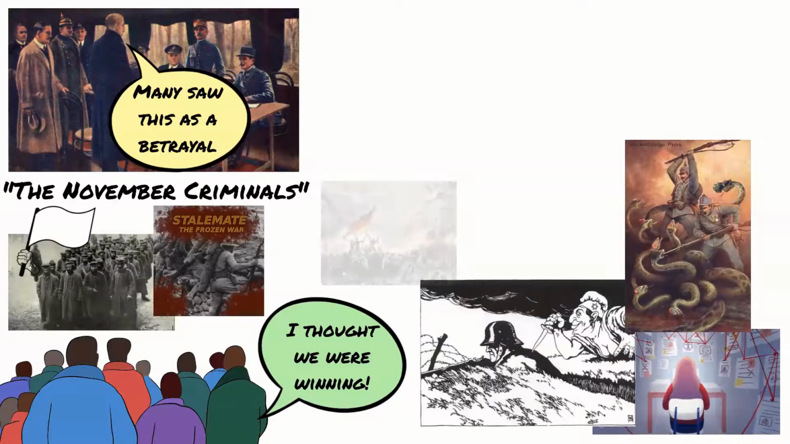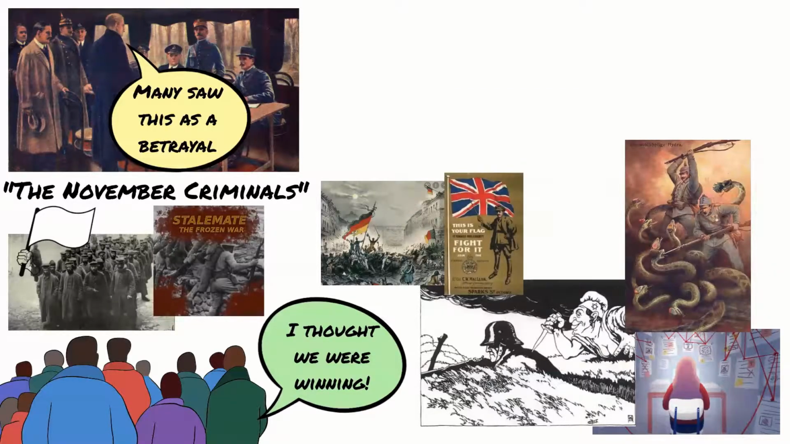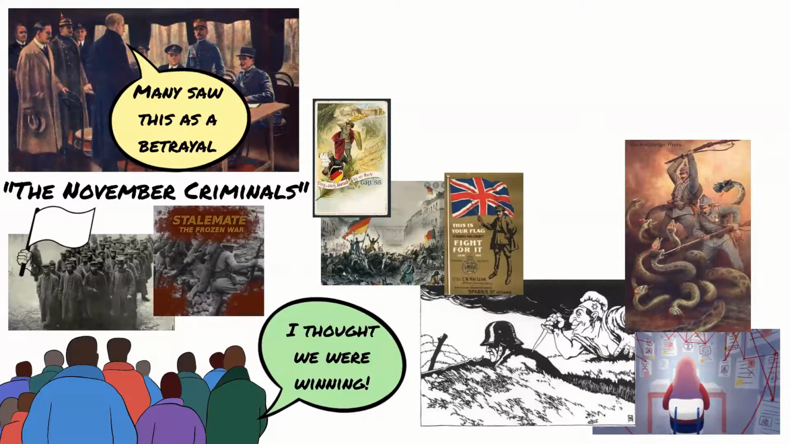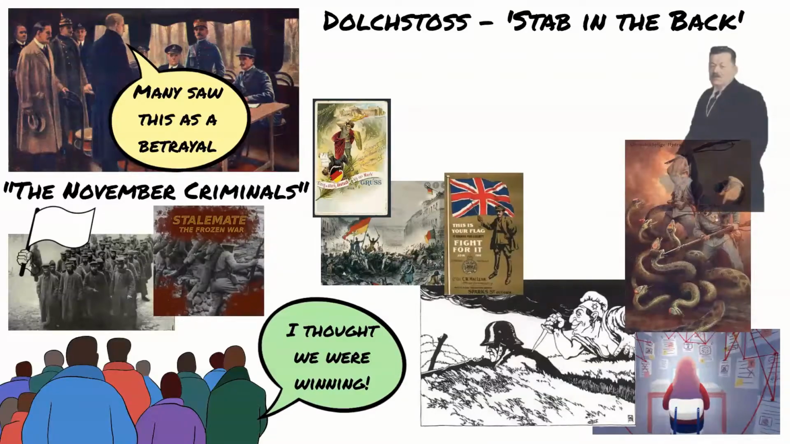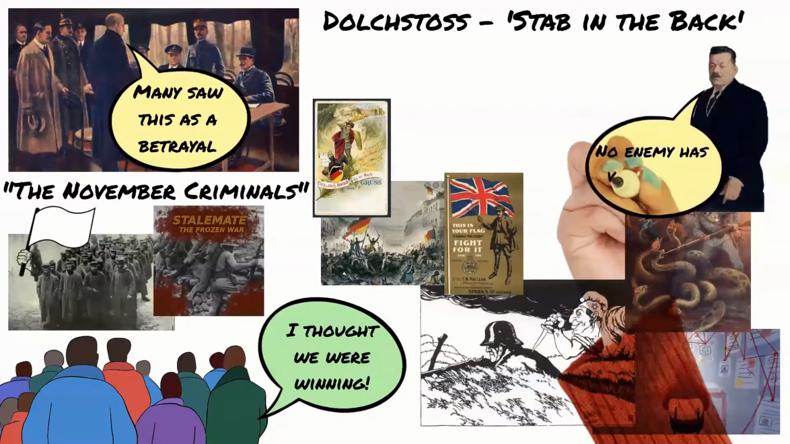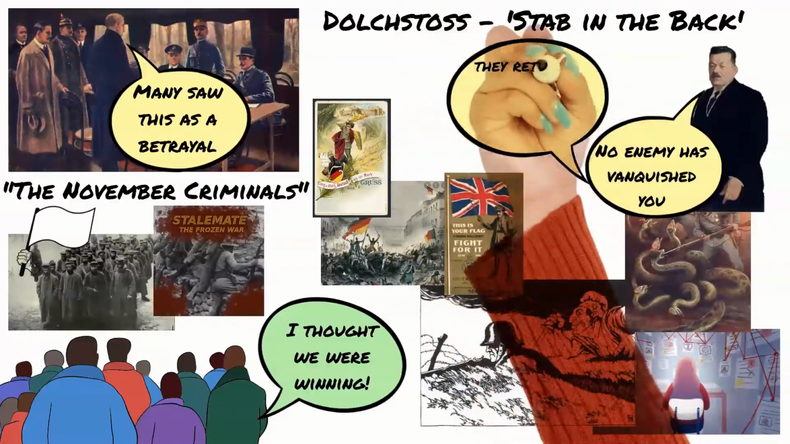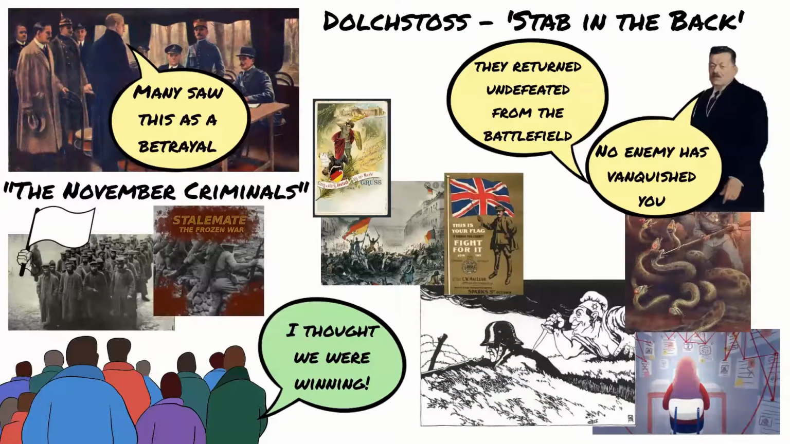Added to this was the nationalism that drove both sides during the war. The surrender for them felt like a betrayal of German national pride. The so-called betrayal became known as the Dolchstoss, or stab in the back theory. Ebert, the president of Germany, furthered this myth when he told the returning troops, "No enemy has vanquished you," and they returned undefeated from the battlefield.